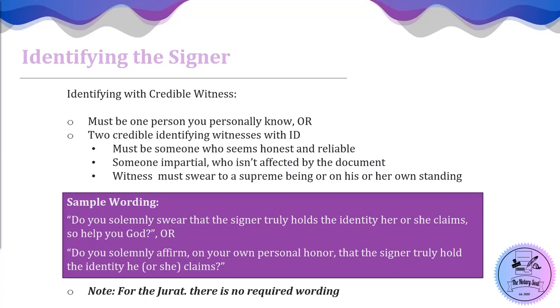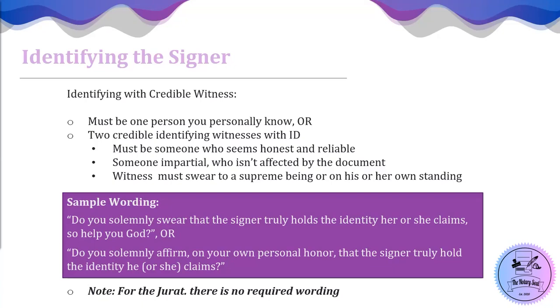All right. So they would have to have ID, and essentially they'll be vouching for the signer, but you have to get their identification. And then right here, there's a few things we say here that it must be someone who seems honest and reliable, someone who's impartial, so who isn't actually affected by the document. So if it's a husband and wife who are on the document, the husband cannot serve as a credible witness for the wife because he's part of the documentation that's being signed. So that wouldn't be acceptable.